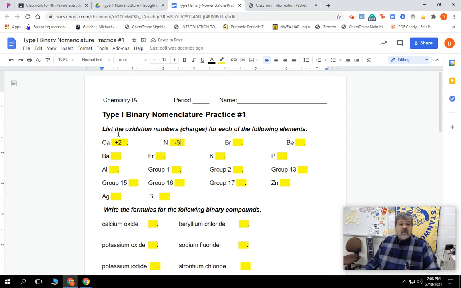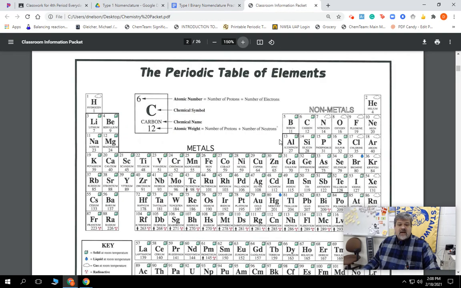We can also look at these groups. Remember, this is group 15 or 5A, 16 or 6A, 17 or 7A, and then we can go to zinc. Well, zinc is one of those ones. If I look at my packet, I see zinc right here. Well, there's no charge. This is in the B group. So is it one that has only one charge, or is it ones that have multiple charges?